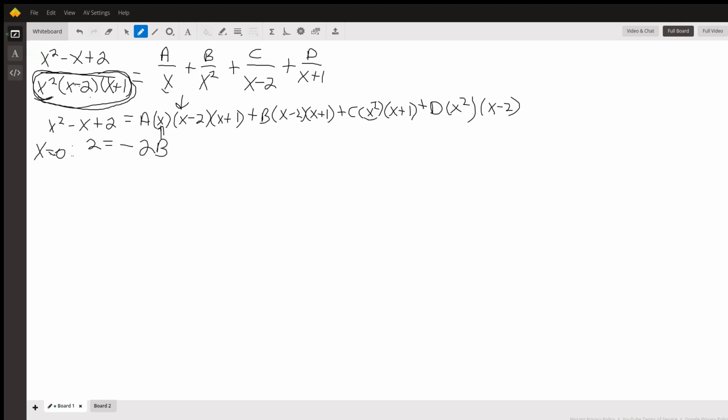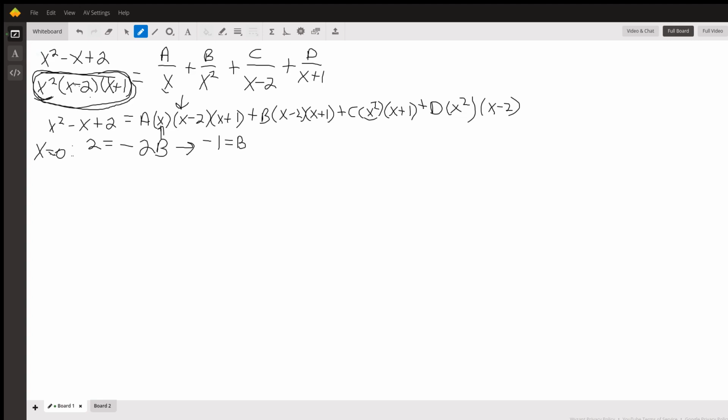And then let's see. C has an x squared, x is 0, so the C term is 0. D has an x squared, x is 0, the D term is 0. So 2 equals negative 2B. Divide both sides by negative 2. 2 over negative 2 is negative 1 equals B. So I have the B term.